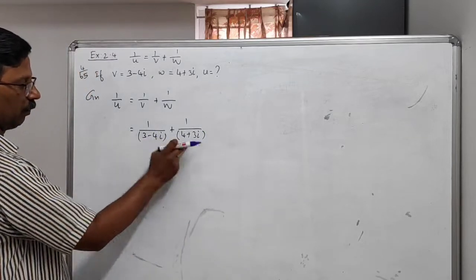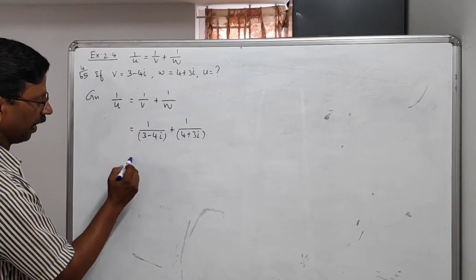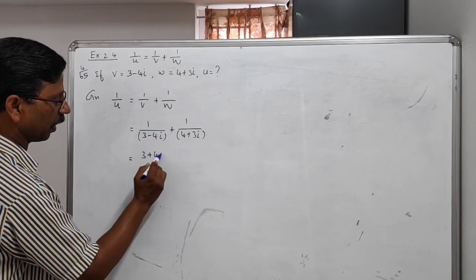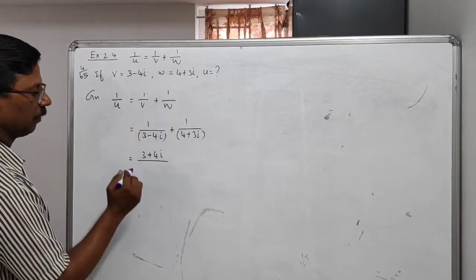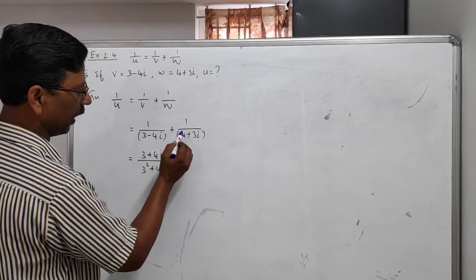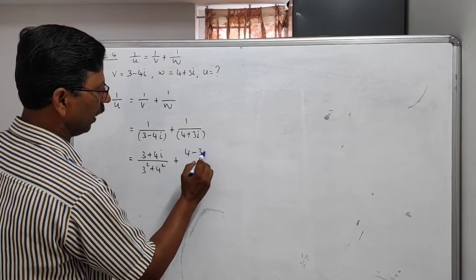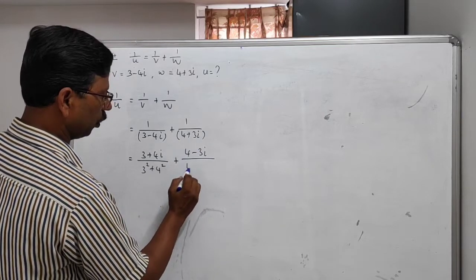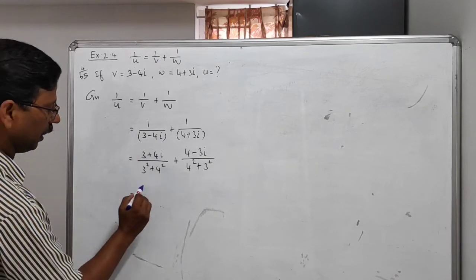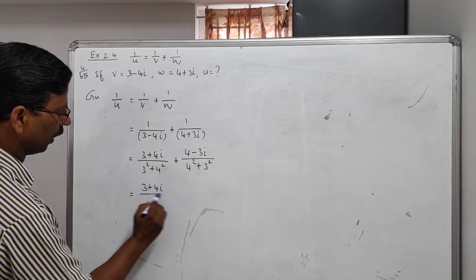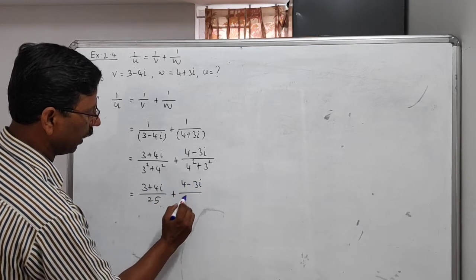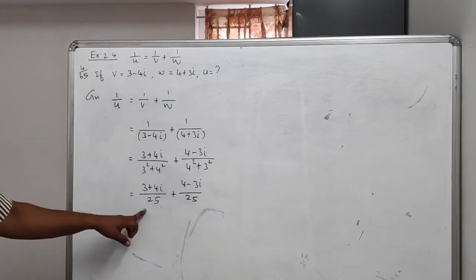Now, here these two are reciprocals. Whenever you have 1 by, you try to write the conjugate, that is 3 plus 4i by real part square plus imaginary part square, means 3 square plus 4 square. Here also 1 by, therefore you can write the conjugate 4 minus 3i by 4 square plus 3 square. Now, this can be written as 3 plus 4i by 25 plus 4 minus 3i by 25. Now, these two components have the same denominator.